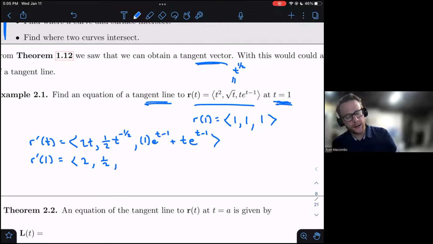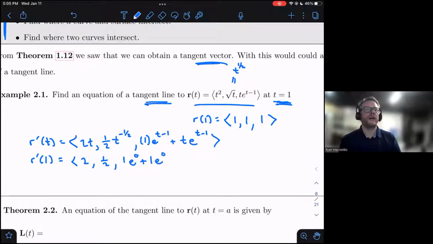And then let's see here. We're going to have 1 times e to the 0 plus 1 times e to the 0. And again, e to the 0 is just 1. So really, this is just 1 plus 1. So this is going to be 2.